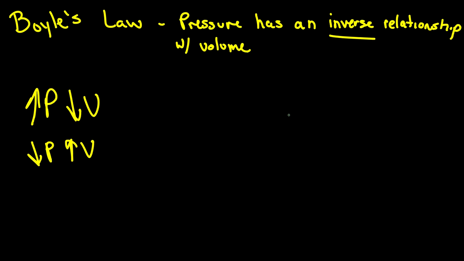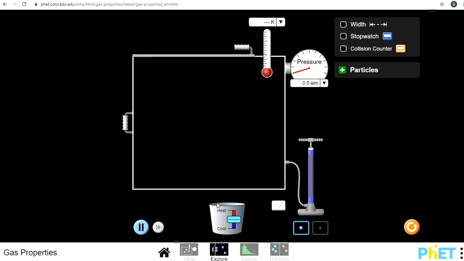So to better help you visualize this pressure and volume changing and how they affect each other, I'm going to use a PhET simulation. If you've never used a PhET simulation, I highly recommend going to this website and using some for any of your chemistry lessons or physics lessons, whatever lessons you got. You can find them at phet.colorado.edu.